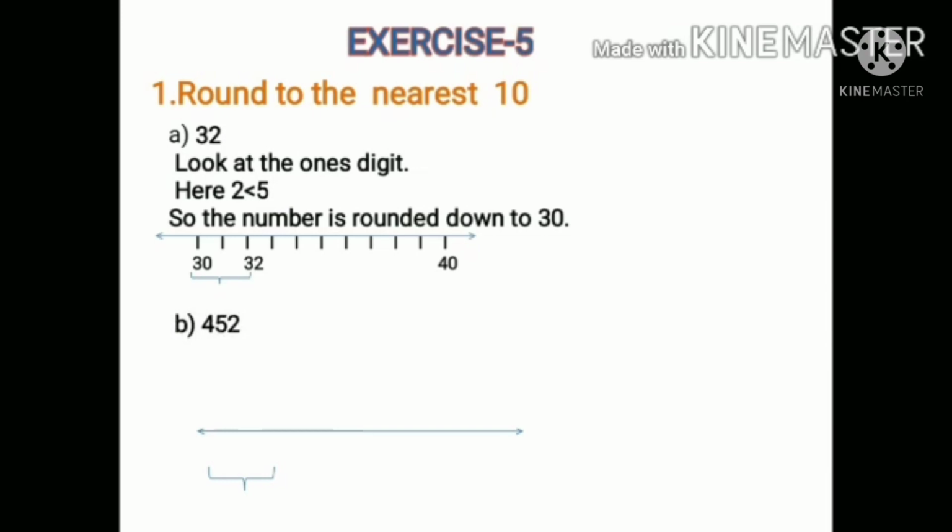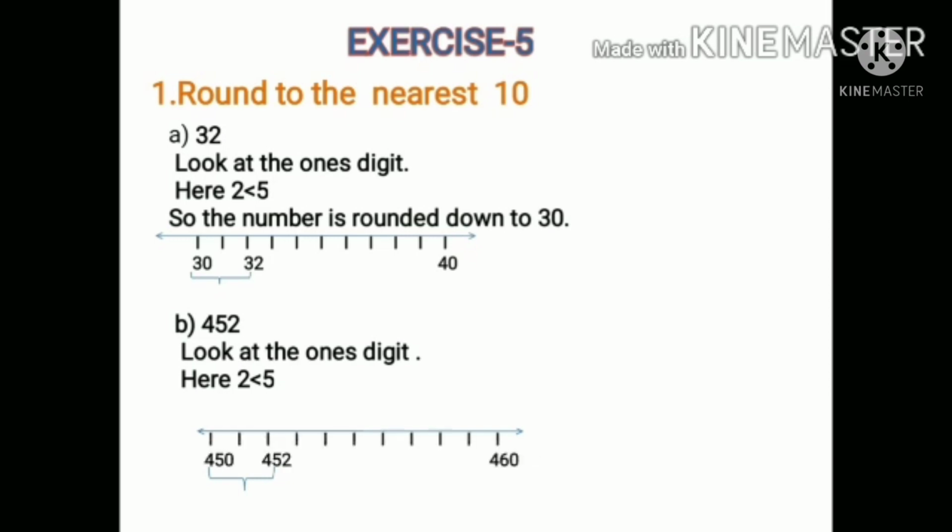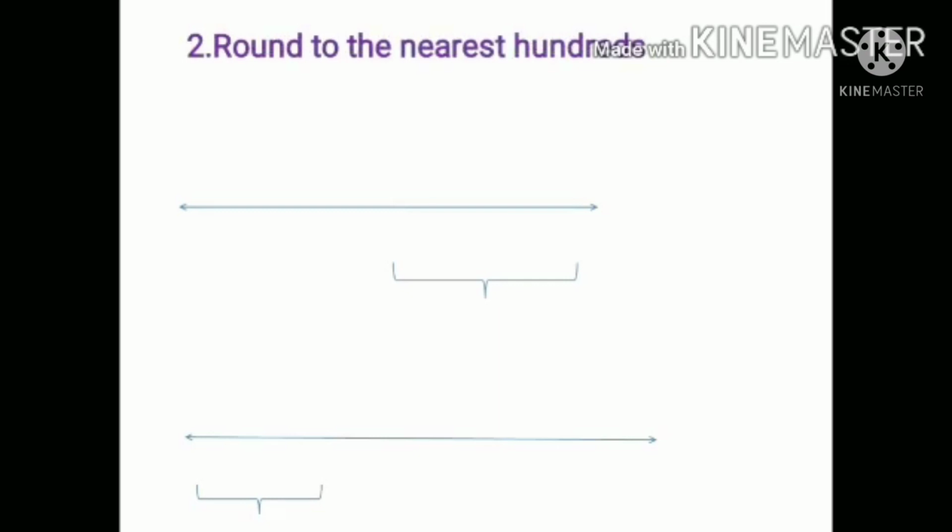We have the number 452. Now what should we do? Yes, we have to look at the ones digit. What is the digit there? 2. And here also 2 is less than 5. And the number 452 lies between 450 and 460. And it is nearer to 450. So, the number will be rounded down to 450. Okay.